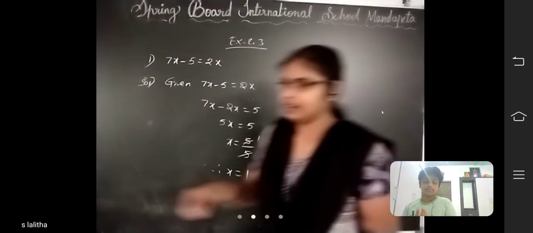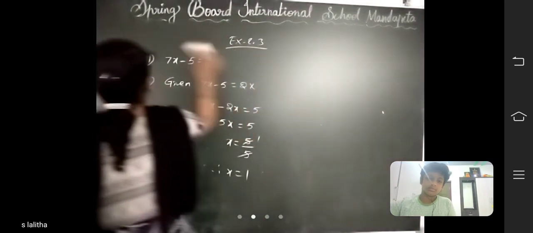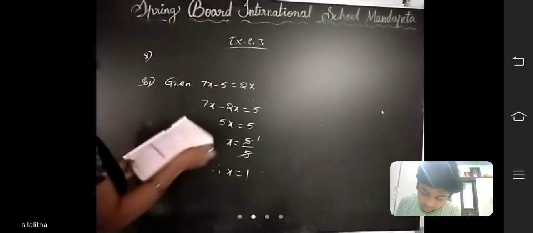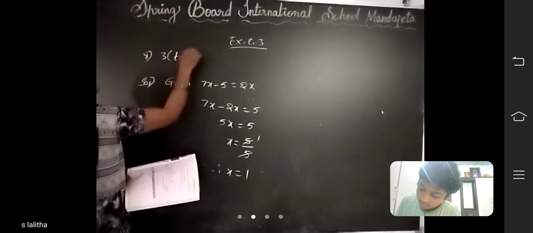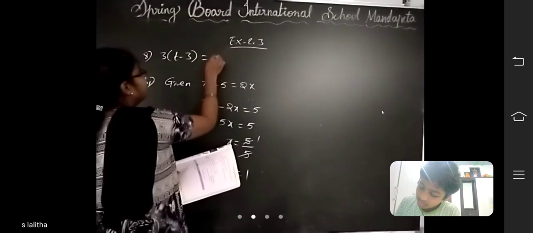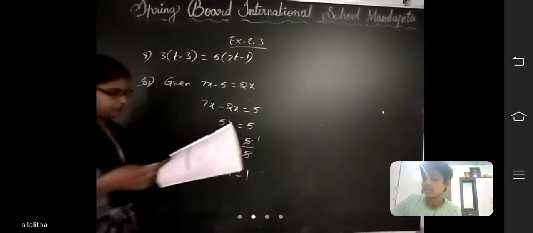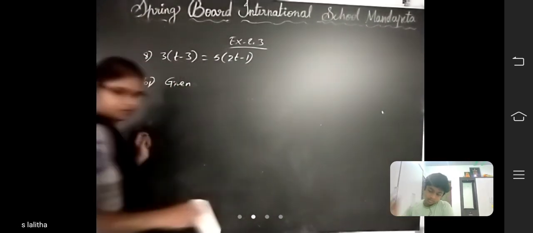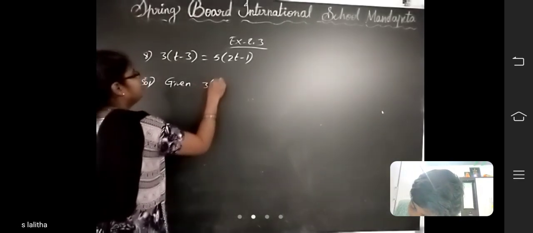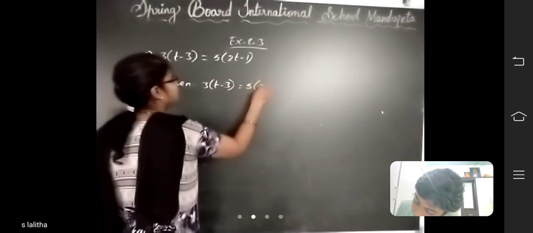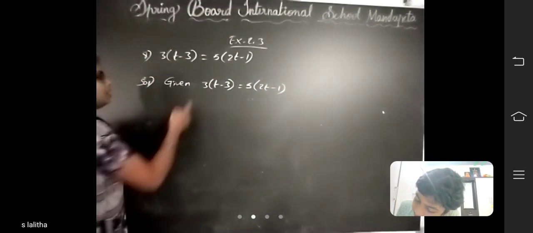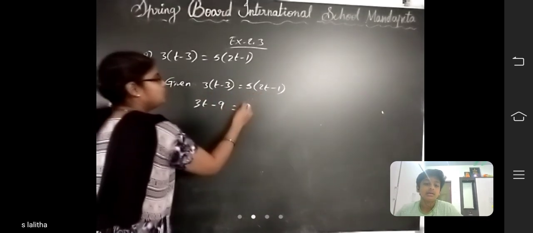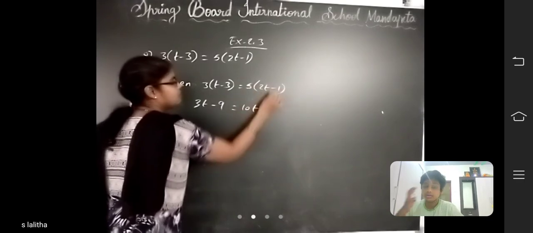So the 8th sum I will tell. Remaining sums you can do as homework. 3 into (t minus 3) equal to 5 into (2t minus 1). So given 3 into (t minus 3) equal to 5 into (2t minus 1). Okay, now multiply this: 3 into t how much? 3t, 3 times minus 3 is minus 9. 5 into 2 is 10t, 5 times minus 1 is minus 5.